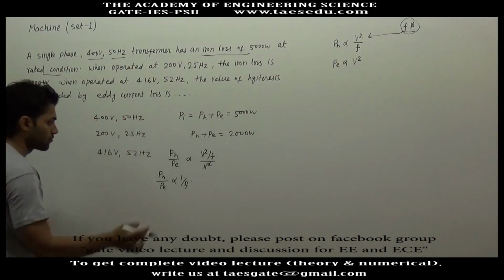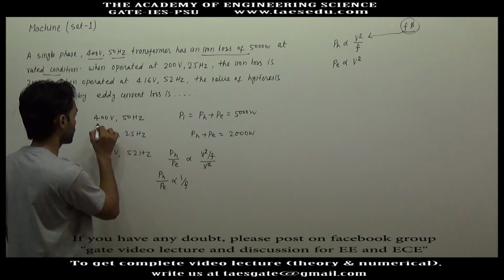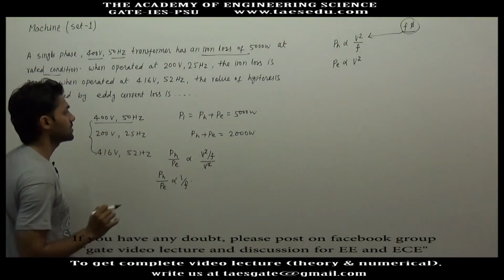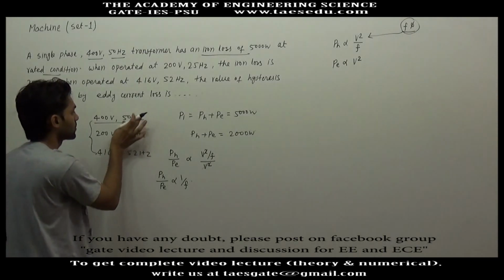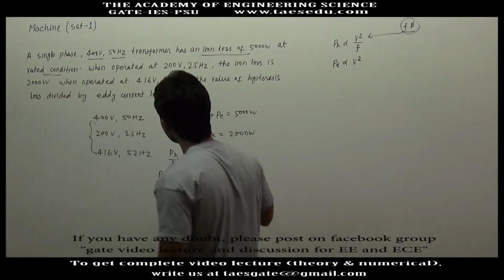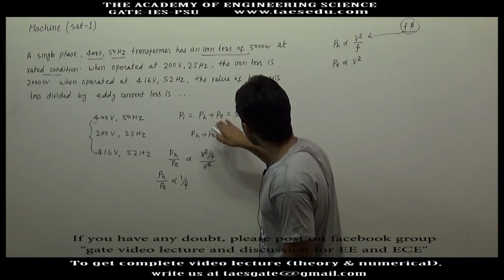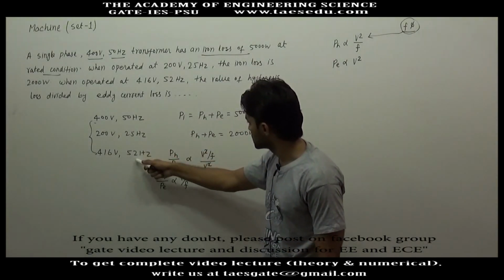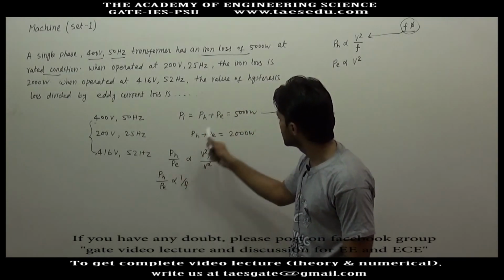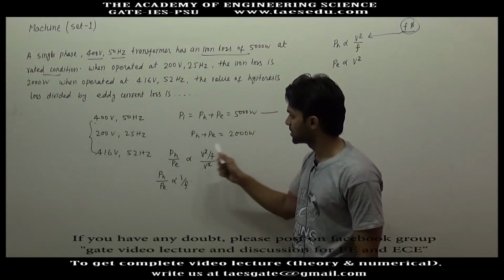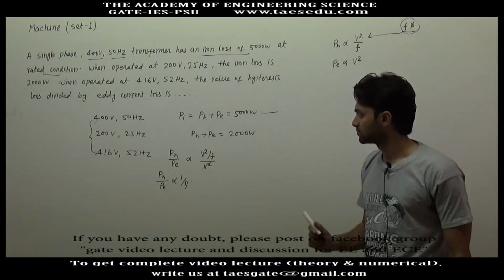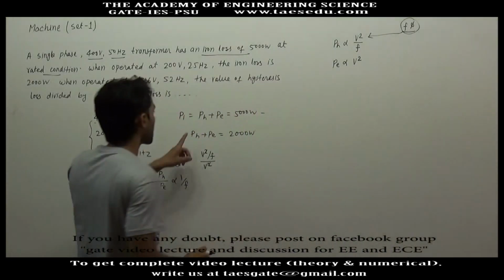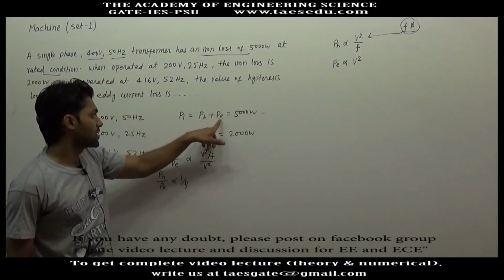So what we have to do, we have frequency here. In all these three cases we have frequency. So if you have the ratio of PE and PH in the first condition, you have frequency here, you have frequency here. So if you know the ratio in the first condition, we can find out the ratio in the third condition also. So to find out the ratio, we need to calculate the exact value of PH and PE.